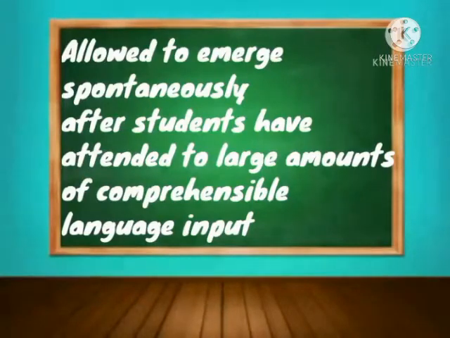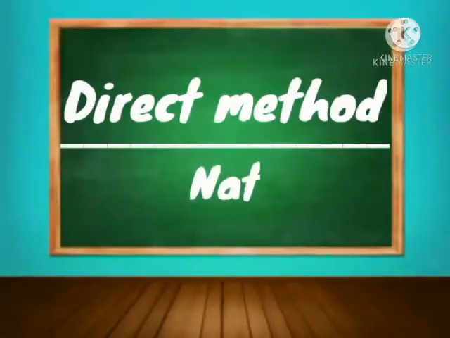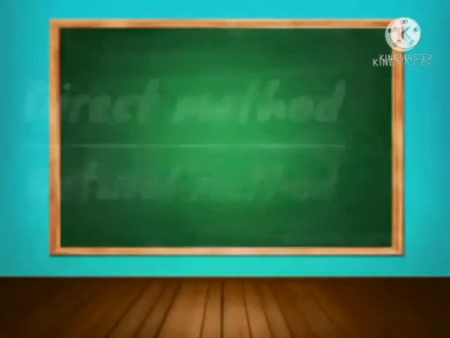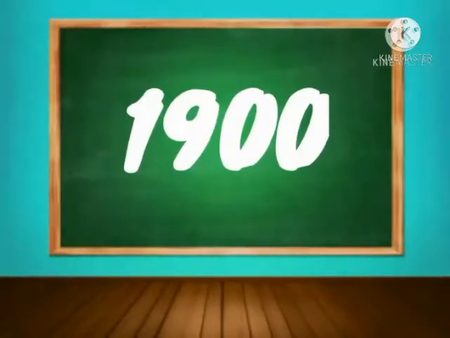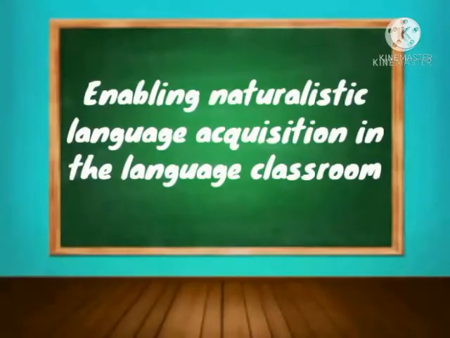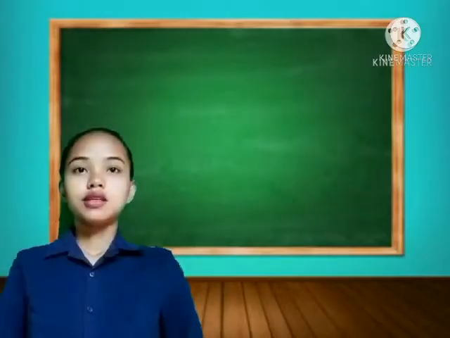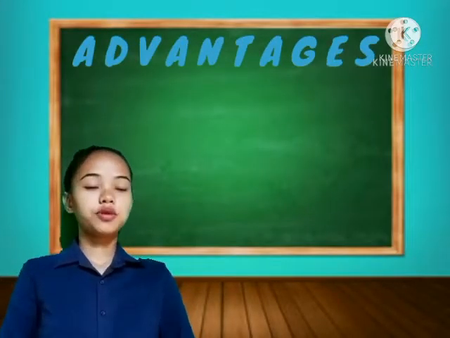The natural approach shares many features with the direct method, itself also known as the natural method, which was formulated around the 1900s and was also a reaction to grammar translation. Both the natural approach and the direct method are based on the idea of enabling naturalistic language acquisition in the language classroom. They differ in that the natural approach puts emphasis on practice and more exposure to natural input and on reducing learners' anxiety.